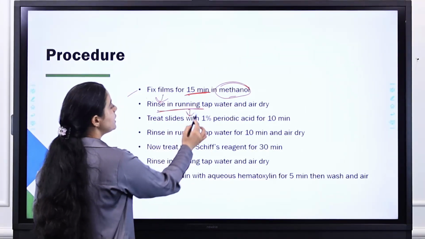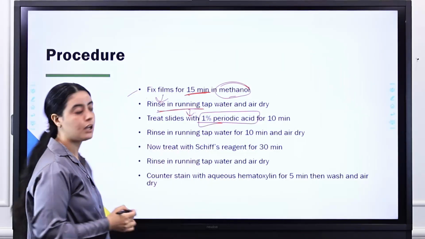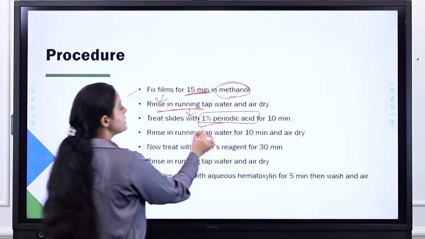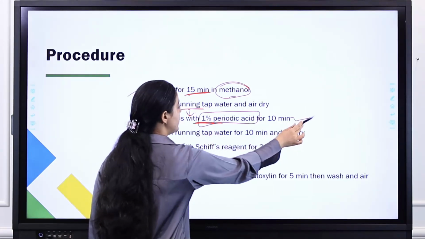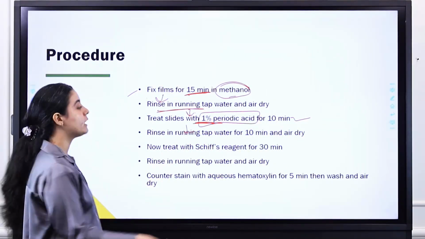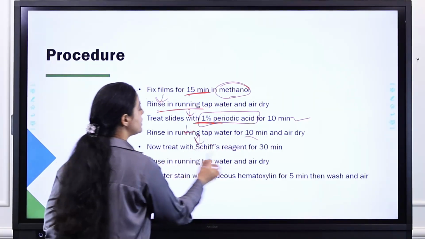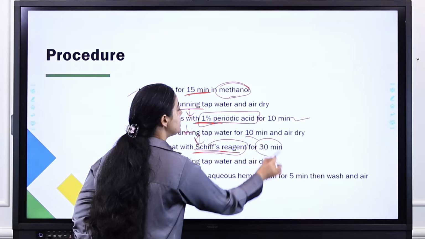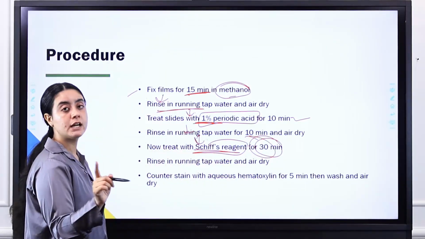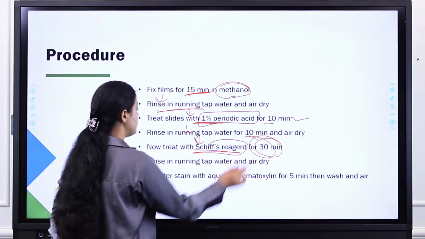Then we have to treat our slides first with periodic acid, Schiff, this is our primary stain. So we treat our slides with 1% periodic acid for 10 minutes. Then again, obviously, we wash our slides in running tap water for 10 minutes. In the next step we treat with Schiff's reagent for 30 minutes. For periodic acid it is 10 minutes, and for Schiff's reagent we put it for 30 minutes.